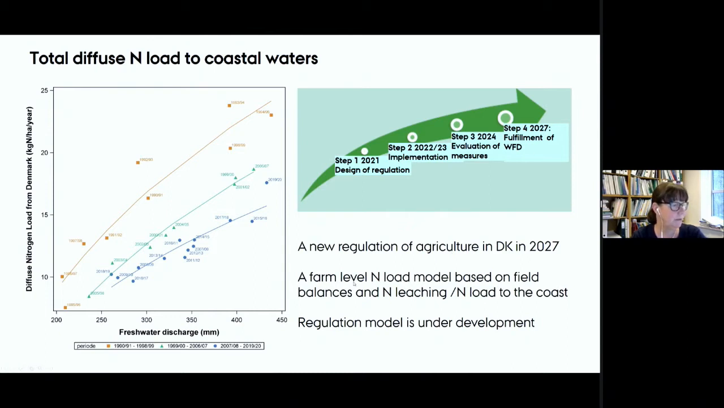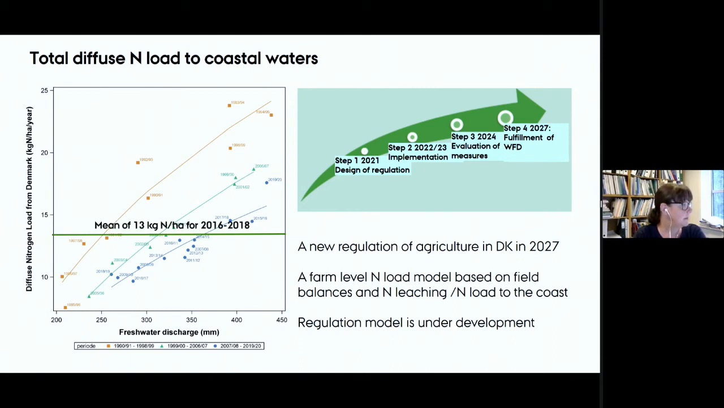The new farm level regulation is based on a field surplus balance at farm level, and then a calculation of the losses both to the root zone and to the coast. And then we think that there will come some regulation that farmers need to cut this inload to fulfill the Water Framework Directive. But this regulation model is under development, so we don't know exactly what will come.